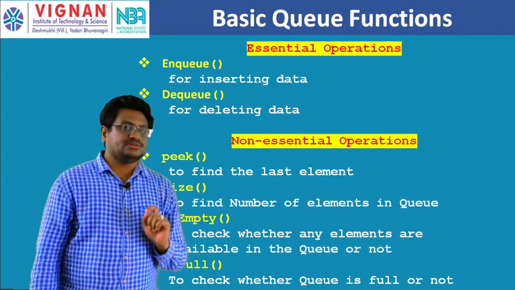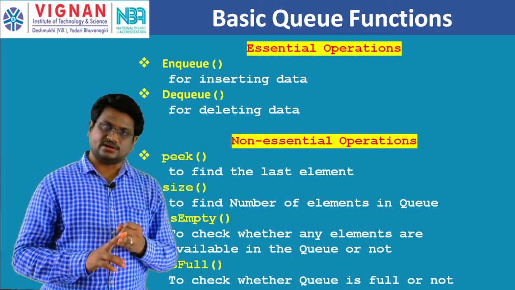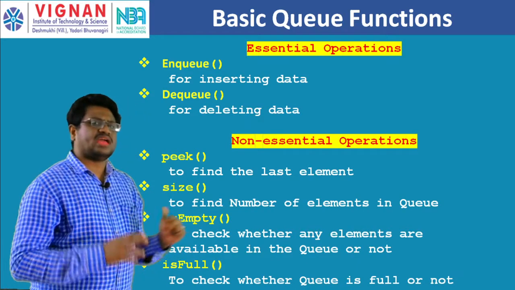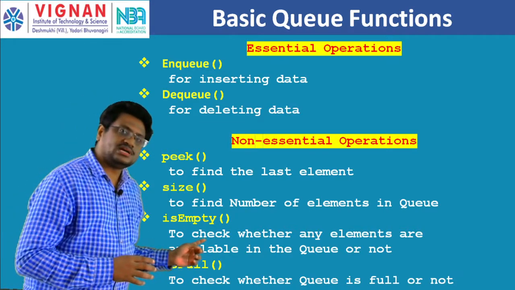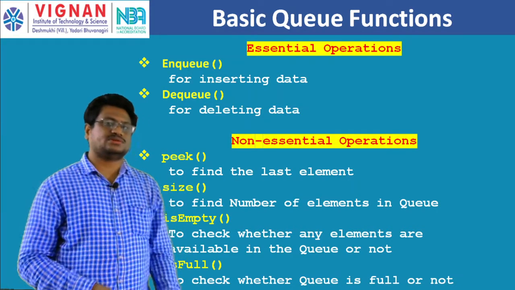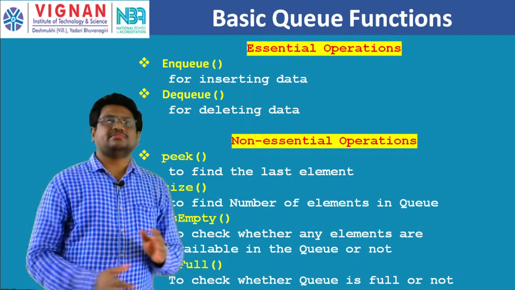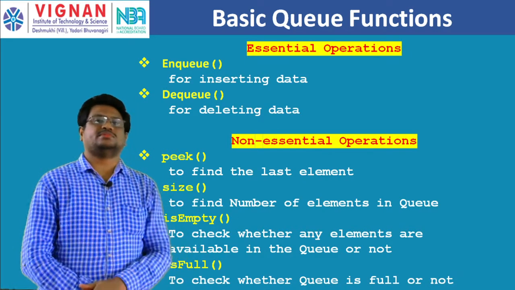If no elements are available, it will produce a Boolean value. What is a Boolean value? Either 0 or 1. If it produces 1, then it is empty. If any element is available in the queue, then it will produce 0, that means false. Some elements are available. The full function is also a Boolean operation. If all the elements are filled in the queue, then it will produce true, that is 1.